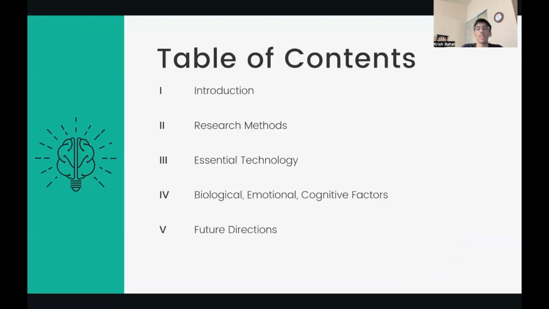I'm going to start with an introduction of the Explore, Exploit Trade-off and how it plays into human decision-making. I'm going to talk about the main research methods that are used to study this dilemma, some of the essential technology that goes hand in hand with those research methods, and the main biological, emotional, and cognitive factors that play into the occurrence of this trade-off. At the end, I'm going to be going over the future directions for this research.